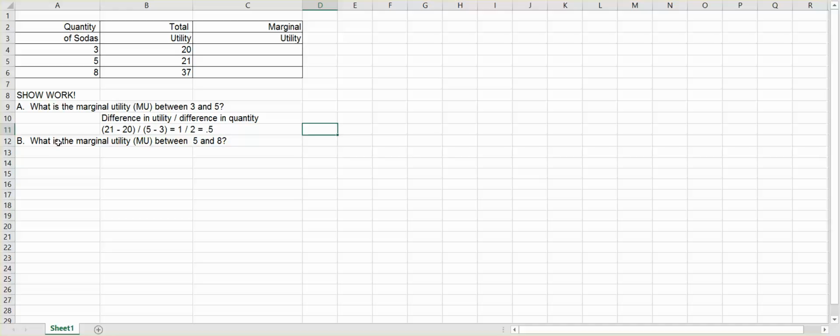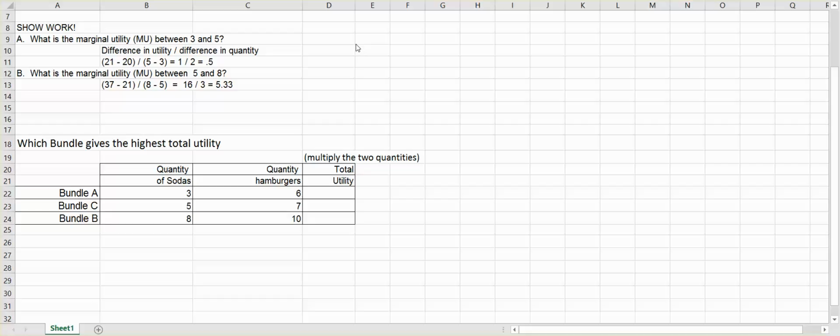Now let's take a look at what the marginal utility is between 5 and 8 units. Between 5 and 8 units is a difference of 3 units, and between 37 and 21 is a difference of 16. So let's look at that as a formula. Our formula will be 37 minus 21 divided by 8 minus 5, or in other words 16 divided by 3. So our marginal utility between 5 and 8 cans of soda is 5.33.